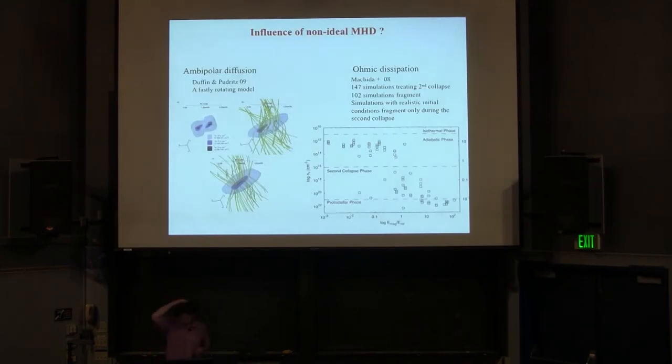So people try to take it into account. There is this paper by Duffin and Pudritz. Well, they conclude that, well, there may be a very small fragment here, but essentially ambipolar diffusion was not the solution. With ohmic dissipation, Machida et al., at low magnetization, they get the usual fragmentation, and at high magnetization, the typical fragmentation is totally quenched, and they get some fragments, but at a very, very high density, which corresponds to extremely tight binaries.